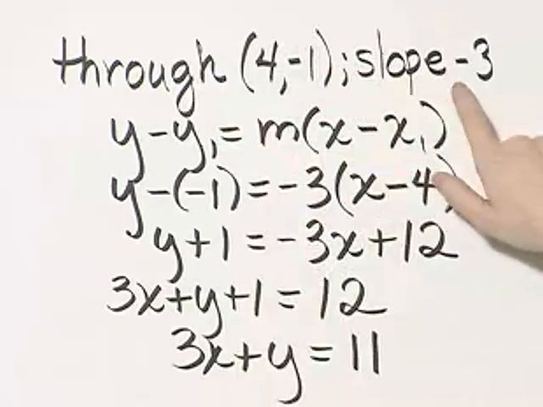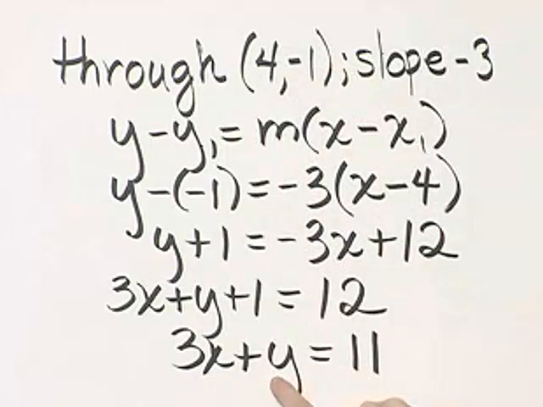How can you see if the slope is negative 3? You can solve this for y. Notice you'd have negative 3x plus 11. The coefficient of x would be negative 3, and that is your slope.